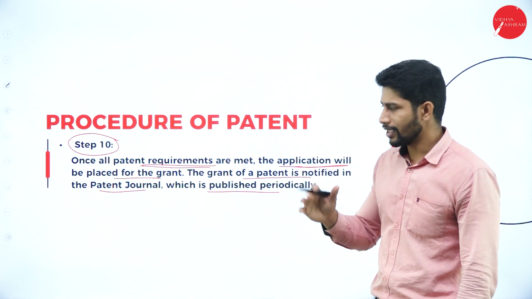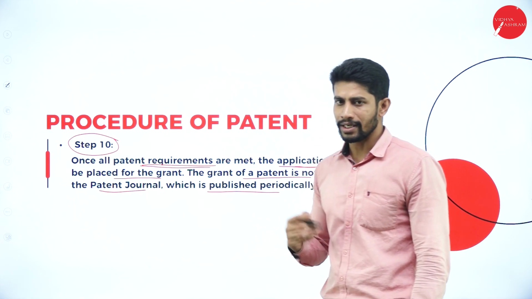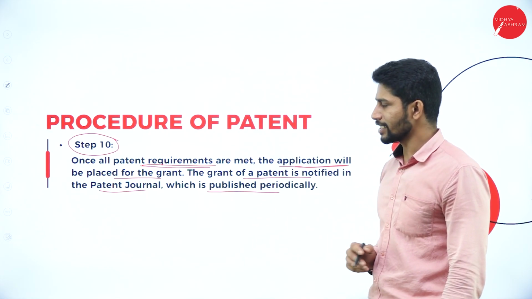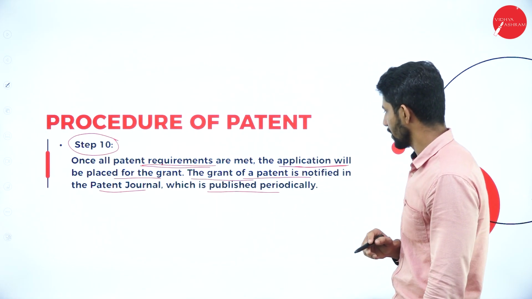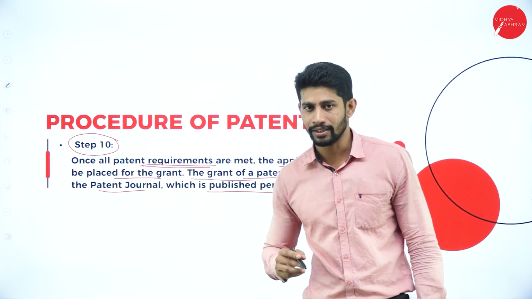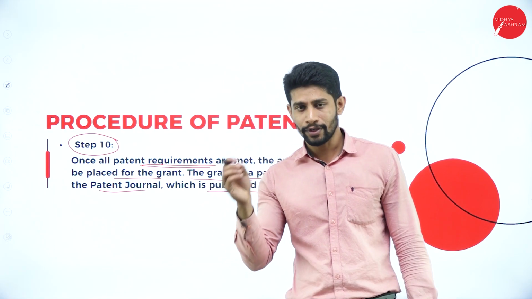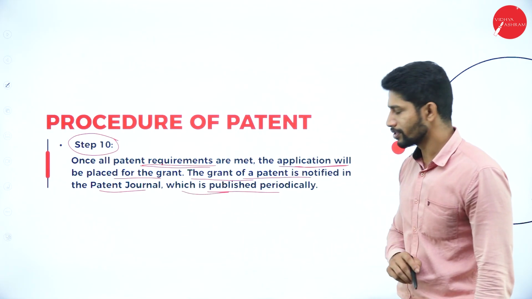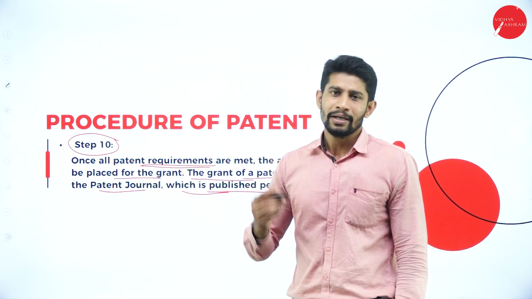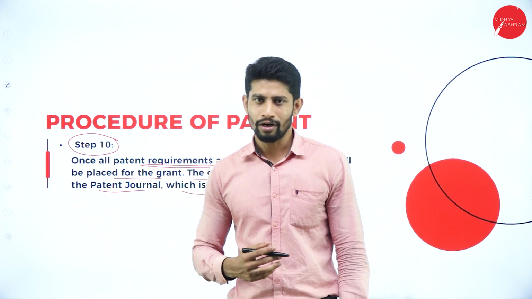So once everything is clear, your application will be considered and the patent will be given for your invention, and the grant of the patent is notified in the patent journal. The grant of the patent for your invention will be notified in the patent journal, which will be published periodically by the Patent Authority of India.